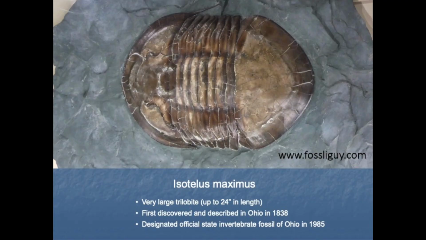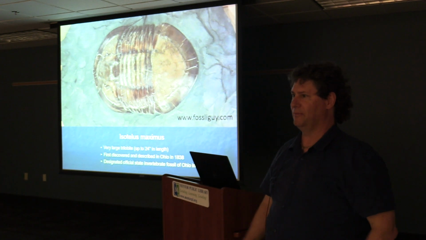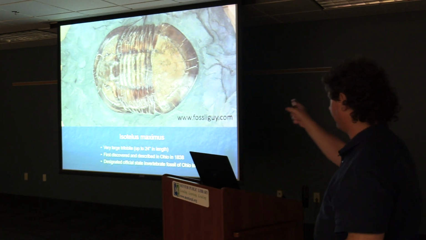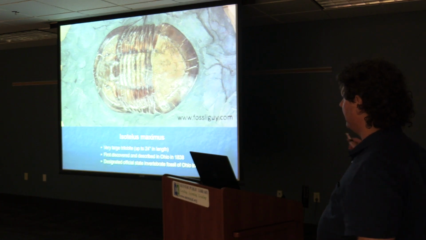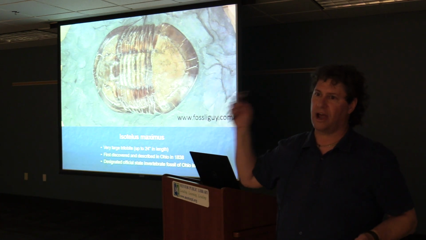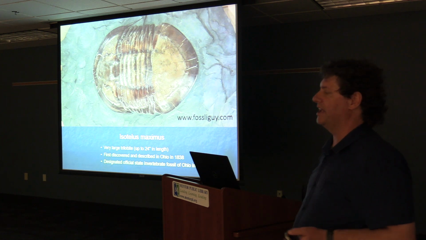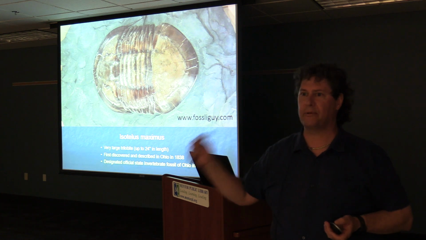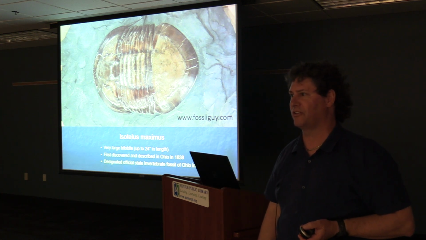But Ohio also has the largest trilobites ever seen. This is Isotellus maximus. The biggest one found, 2 feet long. That's a big trilobite. Most trilobites are usually 4 or 5 inches, 2, 3 inches. This guy's a monster. And it was first discovered and described in Ohio in 1838. One of our first trilobites actually discovered and examined happened to be the biggest trilobite in existence known today.